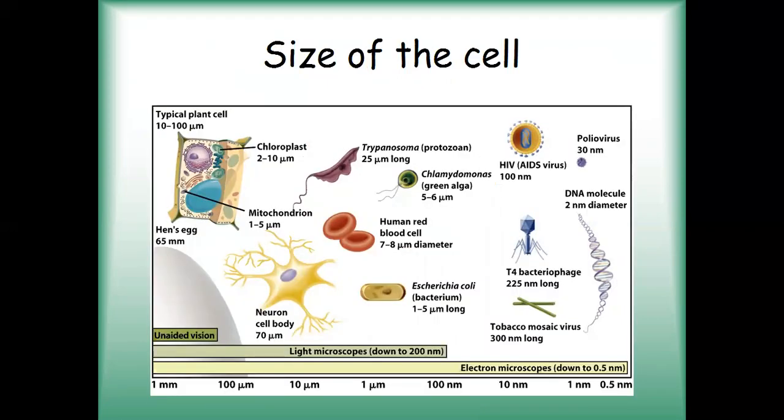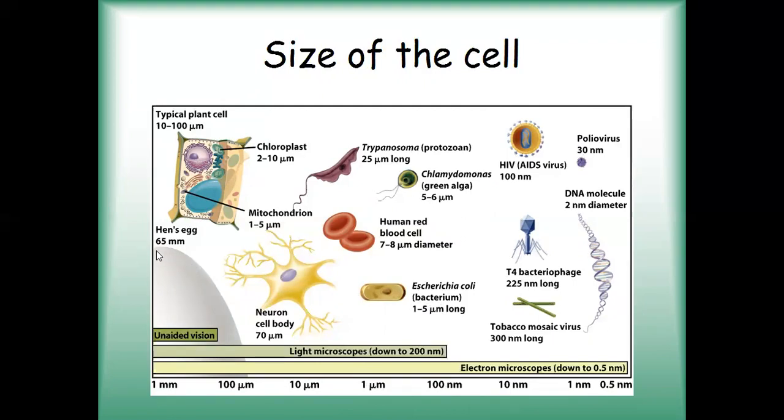Next, coming to the size of the cell, here you can see different types of cells, and you can see the scale over here: 0.5 nanometer, 1 nanometer, 10 nanometer, 100 nanometer, 1 micrometer, 10 micrometer, 100 micrometer, 1 millimeter. If you see this polio virus, it is 30 nanometer in diameter. This is the actual shape of the polio virus, HIV, or the AIDS virus. So these are different examples of the sizes of cells.